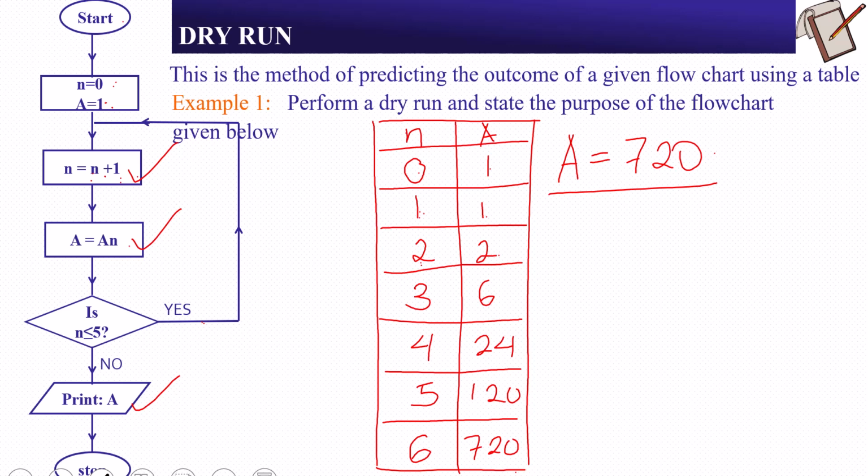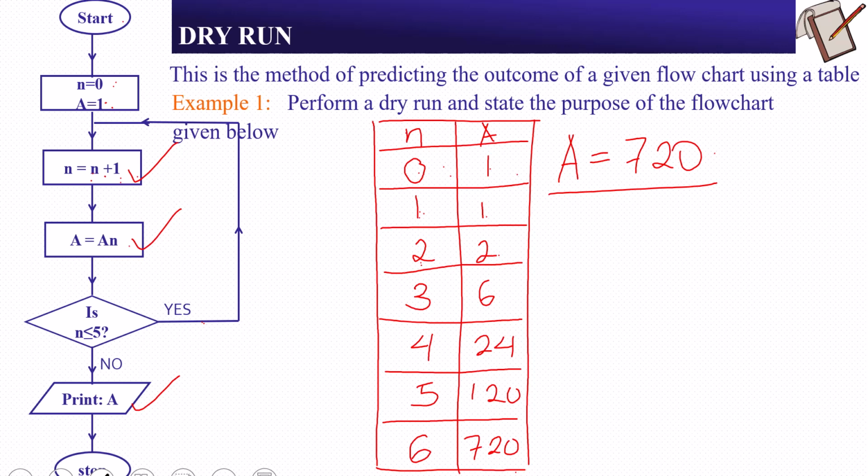The next thing here is to state the purpose of the flow chart. This is where some students get problems from. Some students fail to get the relationship between the values in the table. You cannot state the purpose of the flow chart without the dry run.